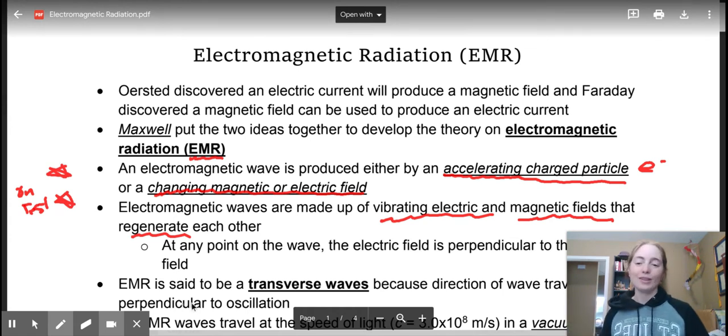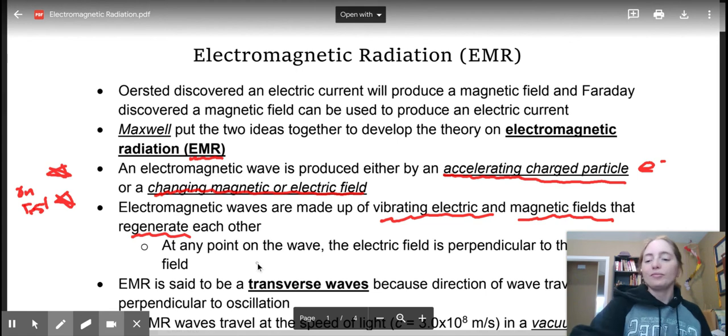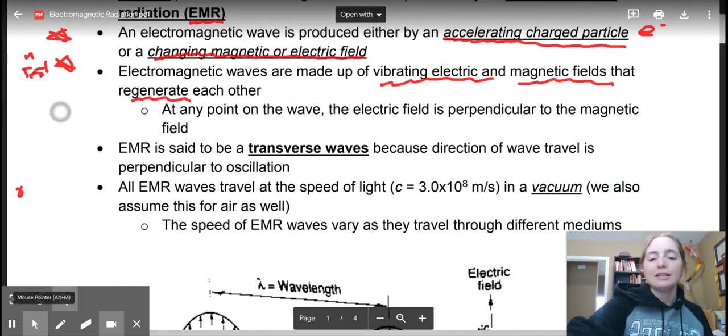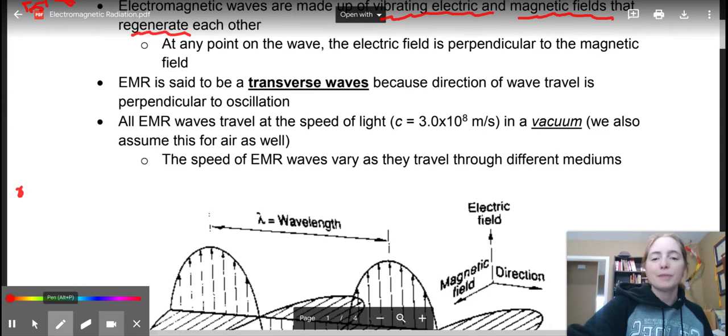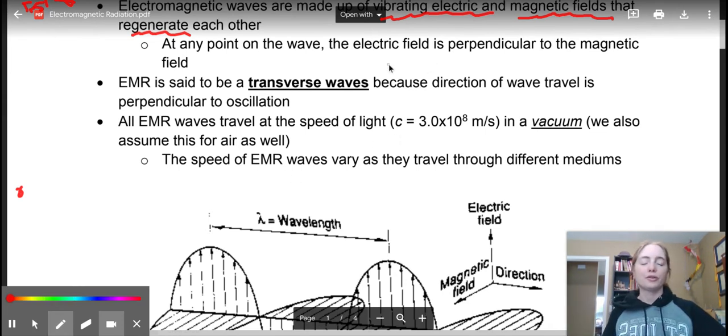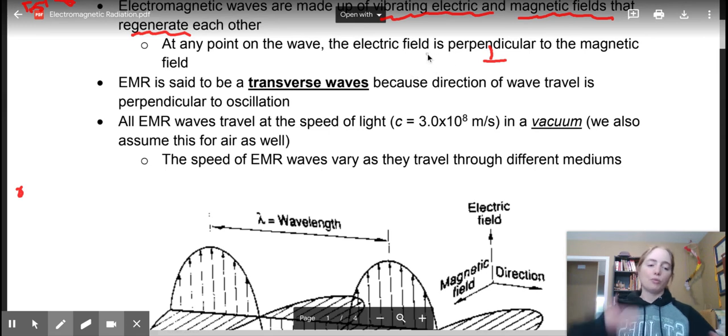Okay. So another thing to keep in mind is that at any point in time, your 2 fields are going to be perpendicular to each other. So one's going one way, one's going the other.